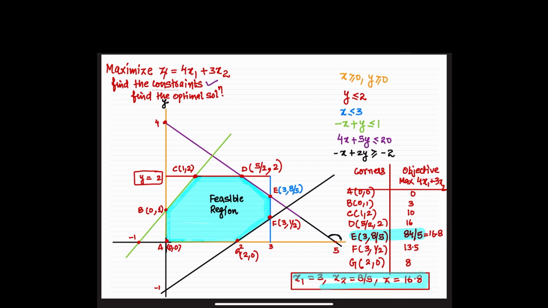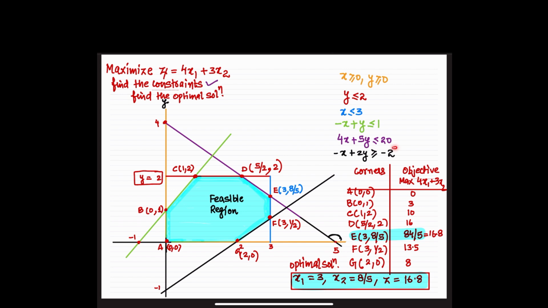So this is the optimal solution of this problem, where first we have calculated the constraints. ये constraint निकाली सबसे पहले, these constraints, and then we got the objective and the optima as x1 as 3, x2 as 8/5, and z is 16.8.